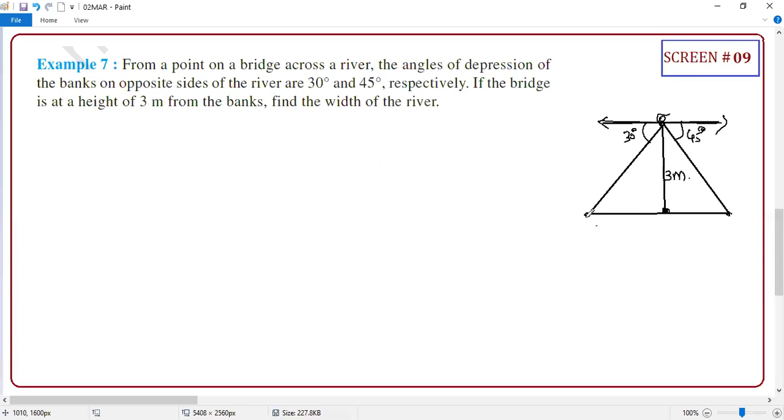Guys, please respond. Angle of depression means, if you are standing on the top of the bridge, what is your eye level? Eye level is here. If you are not moving your head up or down, this is your horizontal level. After that you lower your head and this angle is formed, and you look at the other side at 45 degrees. Now the width of this river is what?